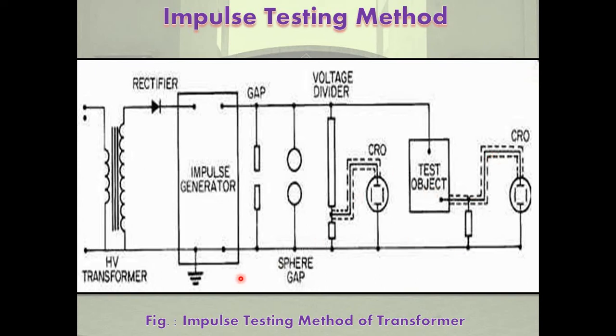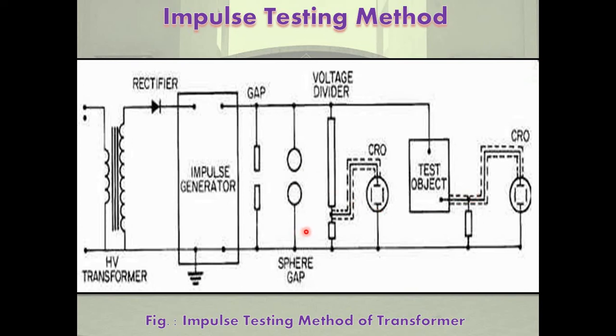Sphere gaps are used for calibration purposes. Impulse voltage is characterized by polarity, peak value, virtual front time T1, virtual half time T2, and virtual time of chopping TC. A chopped wave represents a condition created by spark over of a protective gap across an insulator.